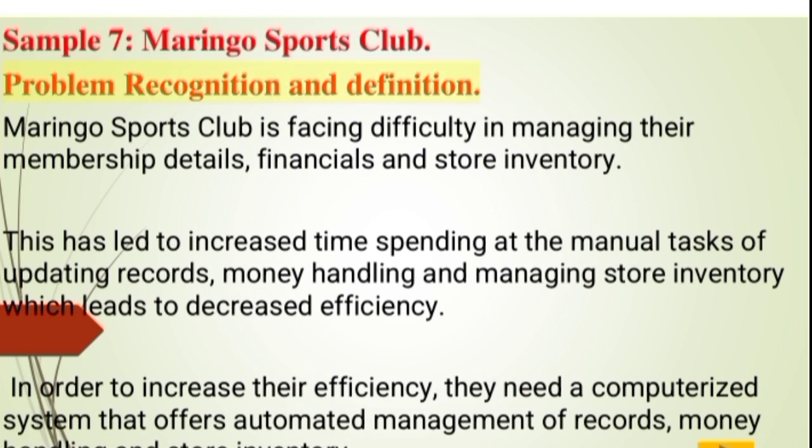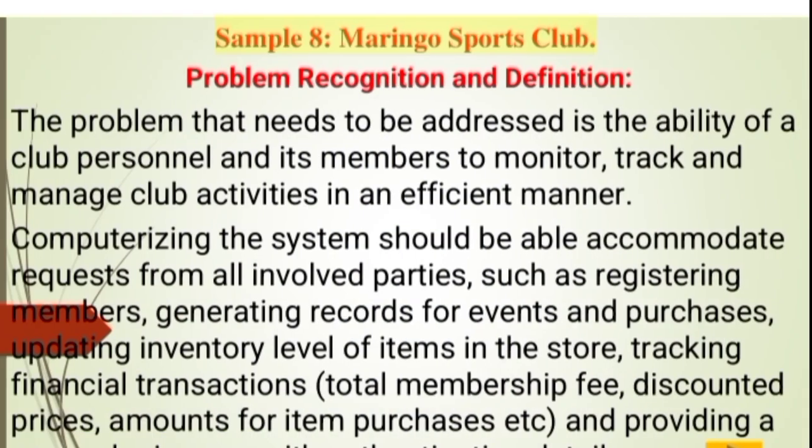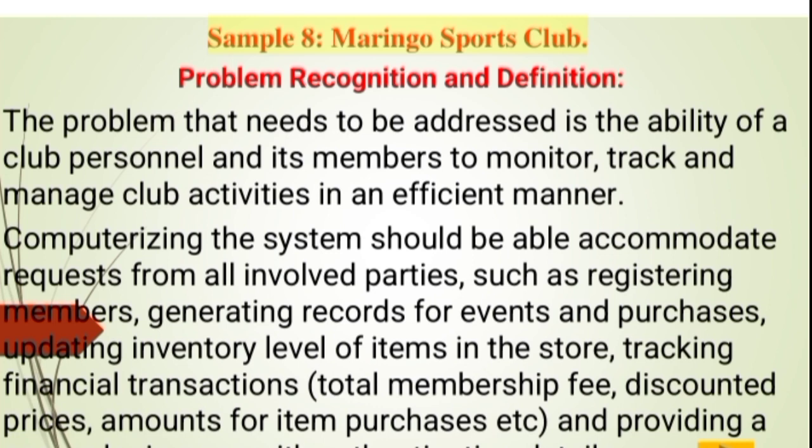Sample 7. Maringo Sports Club. Problem recognition and definition. Maringo Sports Club is facing difficulty in managing their membership details, financials and store inventory. This has led to increased time spent on the manual tasks of updating records, money handling and managing store inventory, which leads to decreased efficiency. In order to increase their efficiency, they need a computerized system that offers automated management of records, money handling and store inventory.